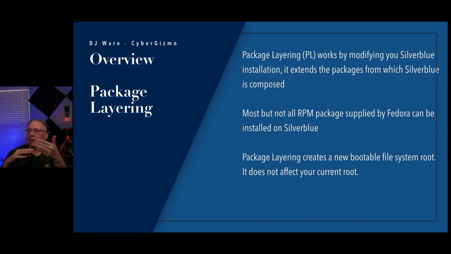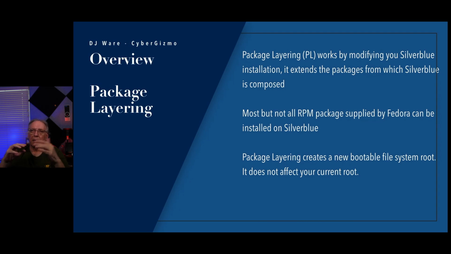Package layering does create a new bootable file, and it will show up in your grub list, so it won't affect your current root. Every time you run OSTree, it's going to make an entry in your grub. It's going to have your base image, and then the next image up, and then the next image, and it pushes those down. I don't know what the maximum is before it drops off, but then you can pick and choose what image you want to boot into.